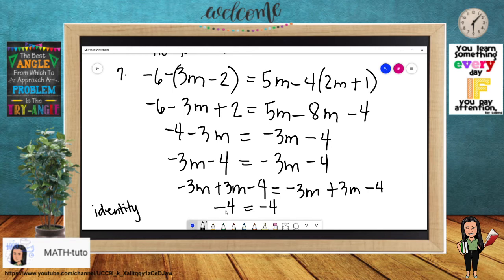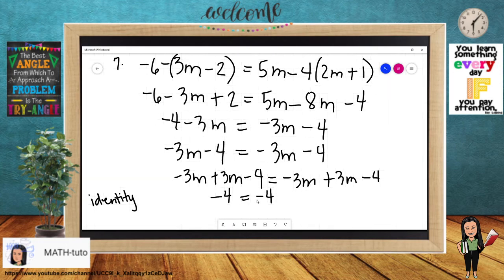Identity equation. Now, in this type of equation, all real numbers would make this equation true. Kahit ano ipalit nating value for our variable, our equation would be true. Kasi nga, the value on the left is just equal to the value on the right. Ang solution natin for this type of equation is the set of all real numbers.